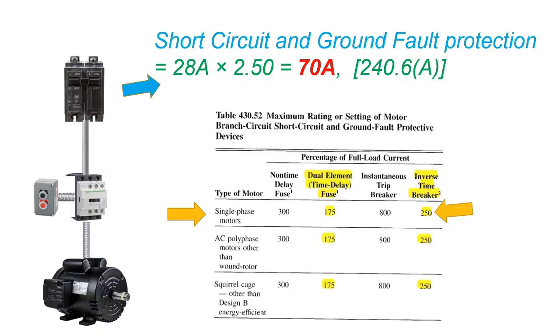For our short circuit and ground fault circuit protection, 28 amperes times 2.50 equals 70 amperes as per Table 240.6(A). The 2.5 or 250% is the percentage of full load current for an inverse time breaker.